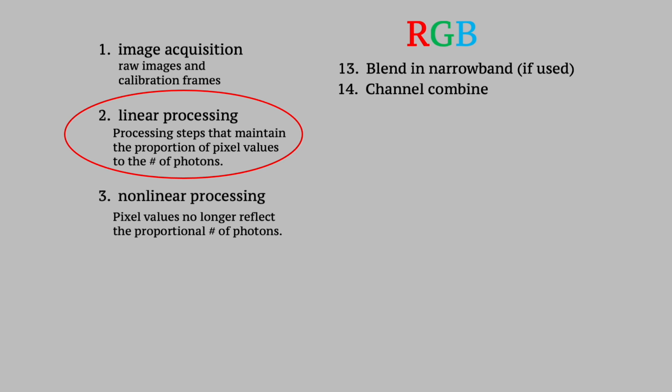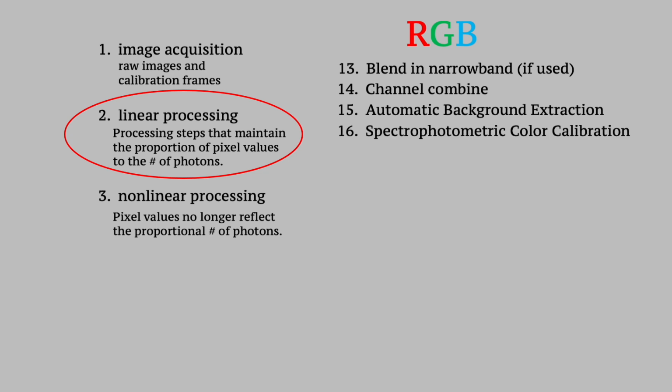PixInsight has a tool that allows us to put the red, green, and blue masters together to make an RGB image. And then we're going to be copying some of the same things that we did with the lumen image, evening out the background sky with automatic background extraction. We're going to adjust the color by using the Gaia data from its star temperatures and color to match what we have in our image, and it will calibrate our color for our image.